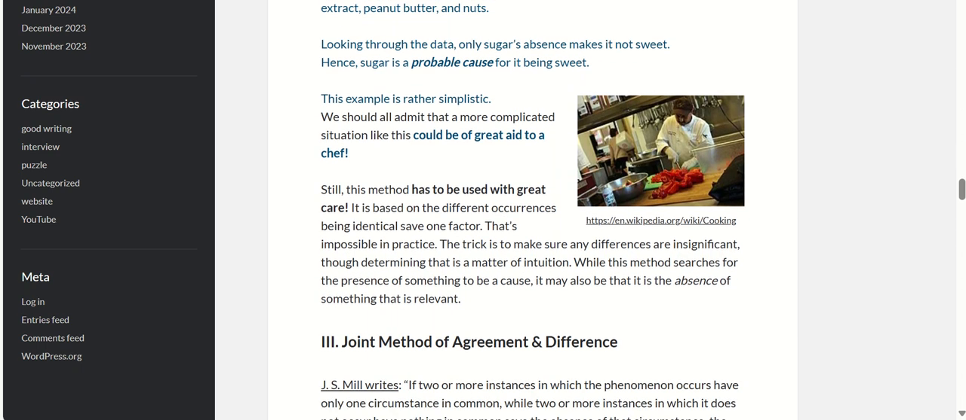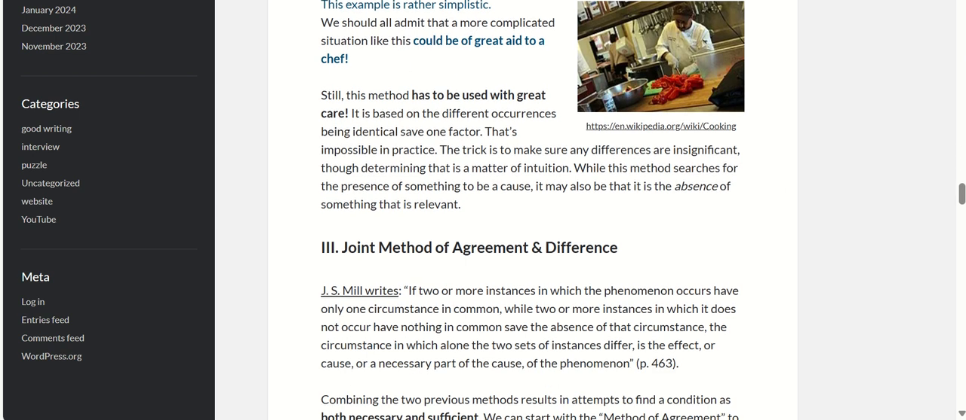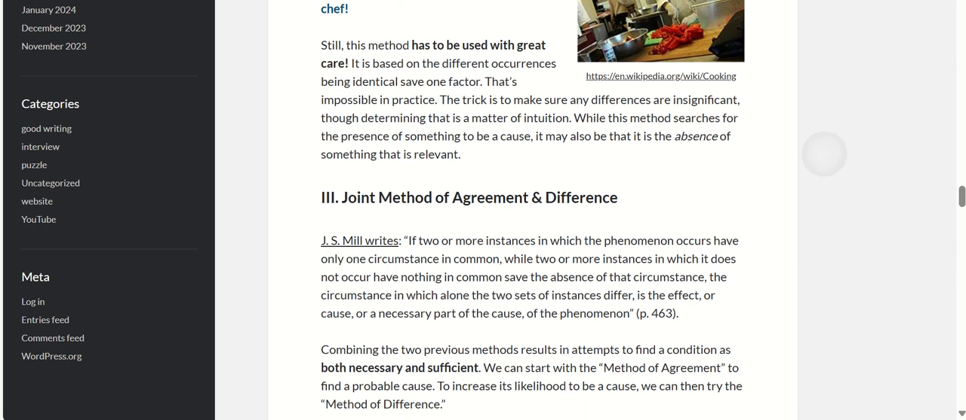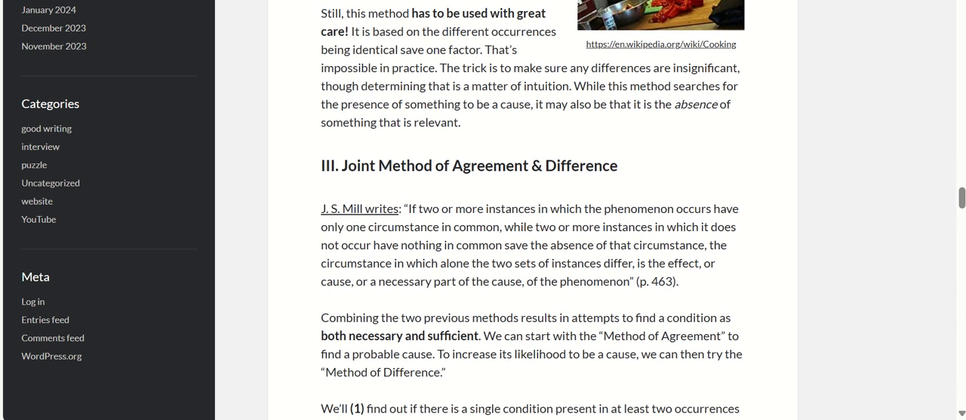This example is rather simplistic, admittedly, right? We should all admit that a more complicated situation like this could be of great aid to a chef. Still, this method has to be used with great care. It is based on the different occurrences being identical save one factor. That's impossible in practice. The trick is to make sure any differences are insignificant, though determining that is a matter of intuition. While this method searches for the presence of something to be a cause, it may also be that it is the absence of something that is relevant.